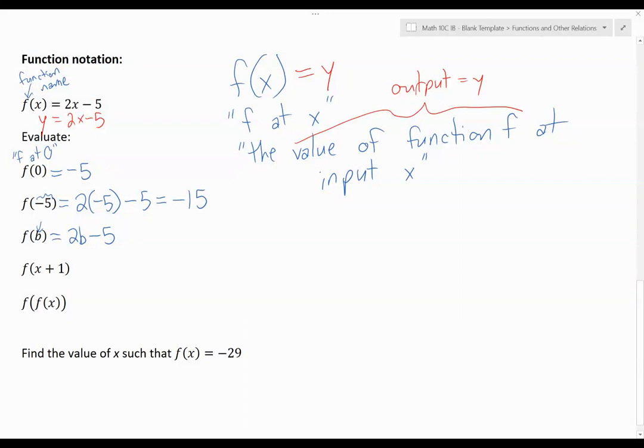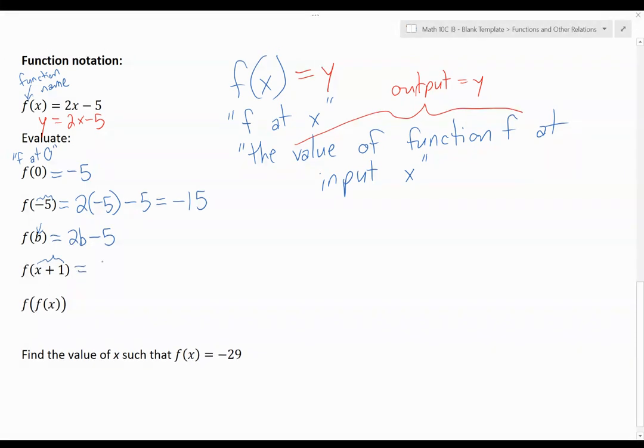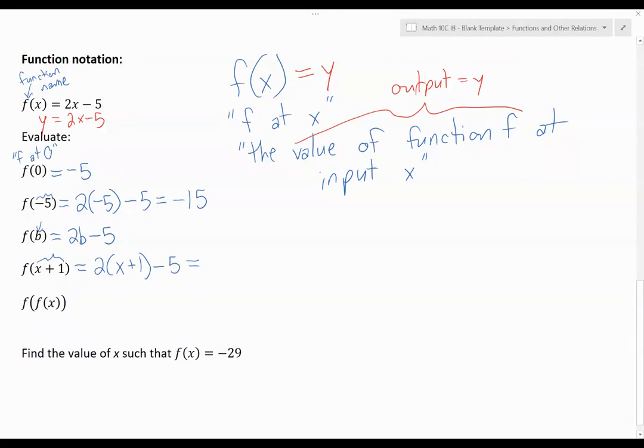We could replace our input variable with input expressions as well. And this will be particularly relevant when we start getting into operations with functions and transformations graphically in later math courses. If my input is now x plus 1, then instead of multiplying 2 times x, I have to multiply 2 times x plus 1. That's the whole input. This creates a wholly new function. I can simplify it down to 2x plus 2 minus 5, so minus 3 when I simplify that.